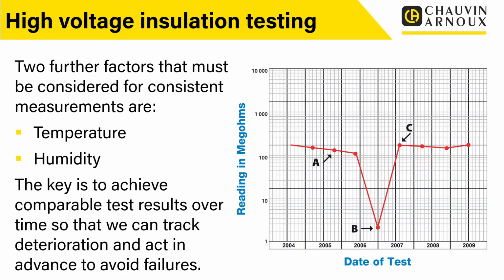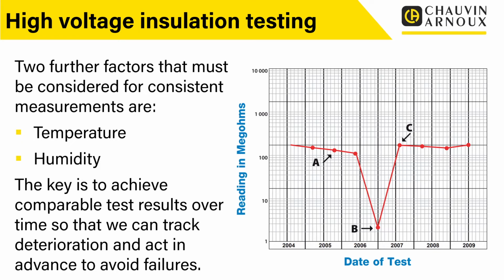At B, it's had to be a repair, or something's had to be replaced, and then we put it back into service, and we continue at point C there to monitor that insulation resistance over time, ensuring that it stays within the parameters that we'd expect, and we haven't seen any deterioration there.